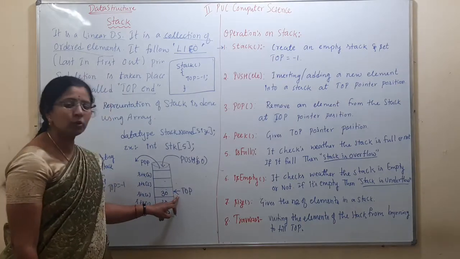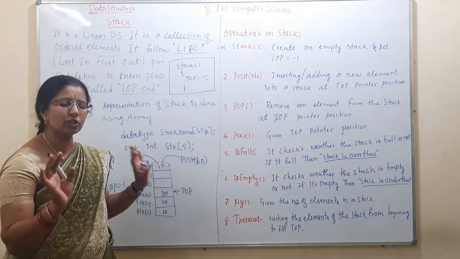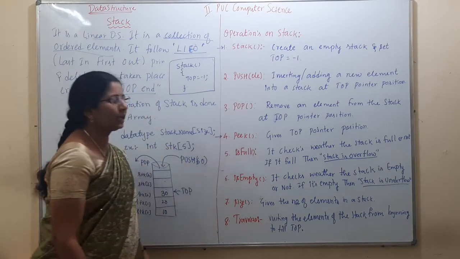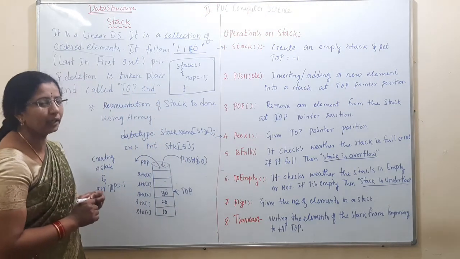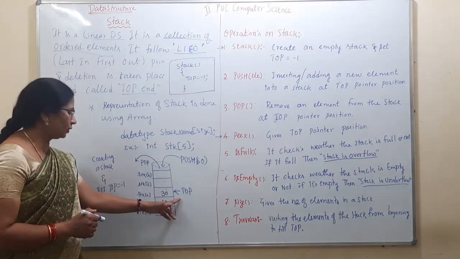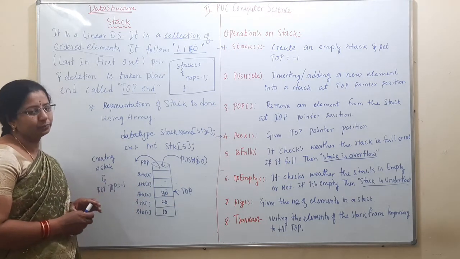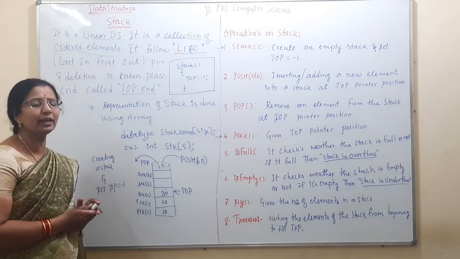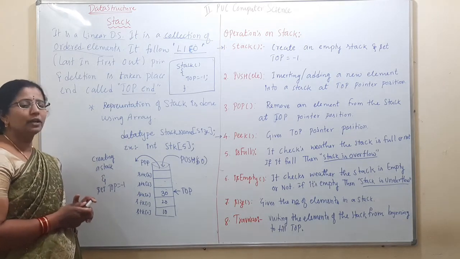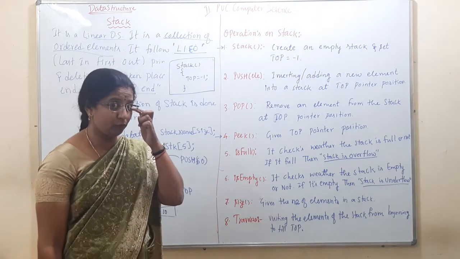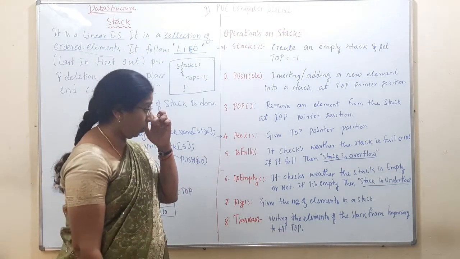Suppose you want to know the top pointer position, there is an operation called PEEK. It gives the top pointer position. According to this, it will give you 2 or 3. Stack of 2, not 3. Did you get it? The internal position is going to be displayed. That is, to know the top pointer position, we need to perform the operation called PEEK.